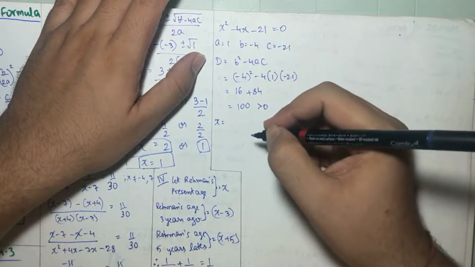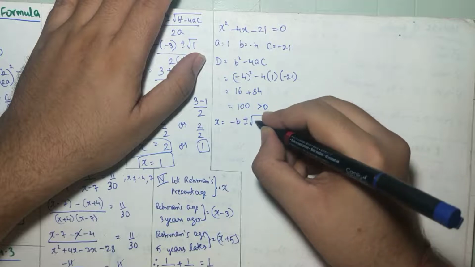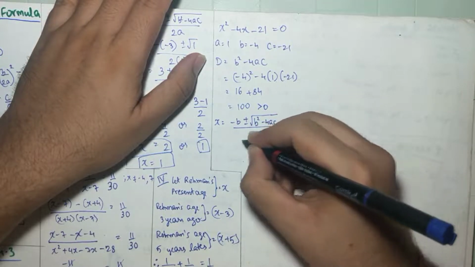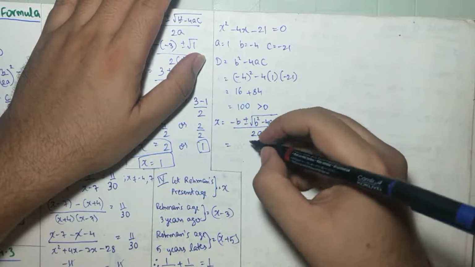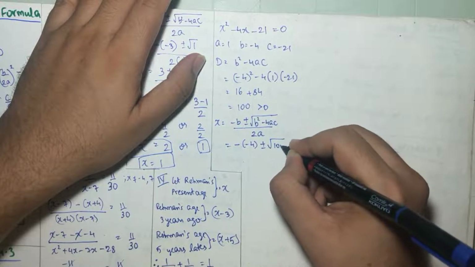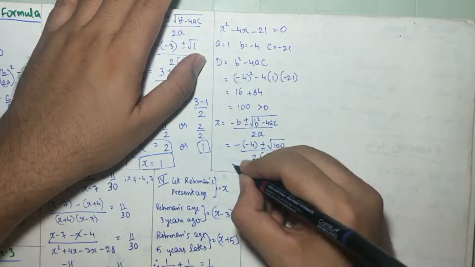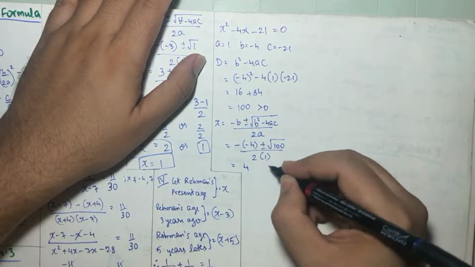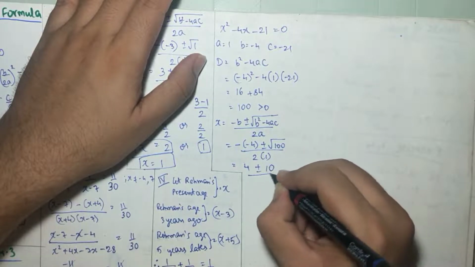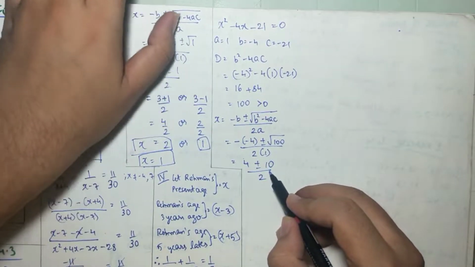So to find the roots, we will apply the quadratic formula minus b plus minus under root b square minus 4ac upon 2a. Substituting the values, minus of minus 4 plus minus under root 100, we already found this value, upon 2 multiplied by 1. This minus minus will become plus. As we all know that the square root of 100 is 10 upon 2. Now there is no square root left.